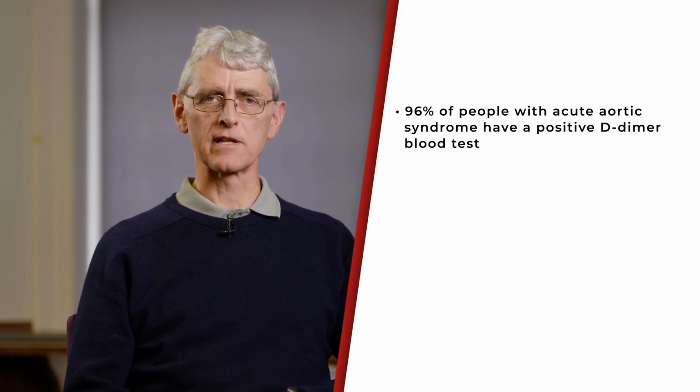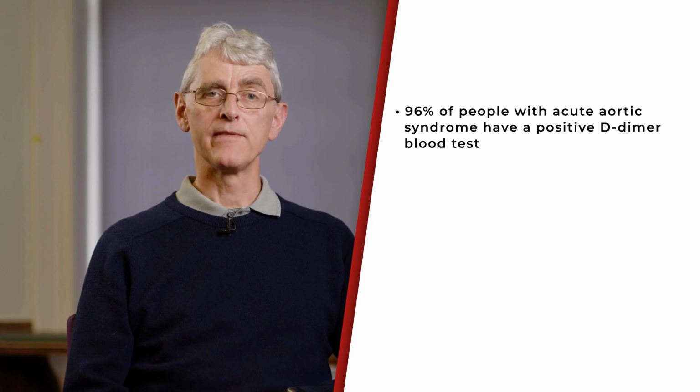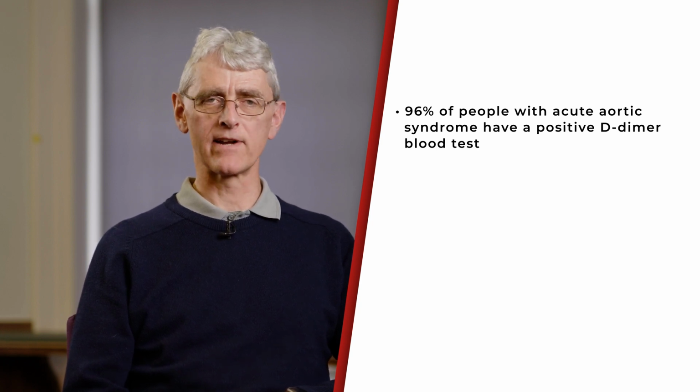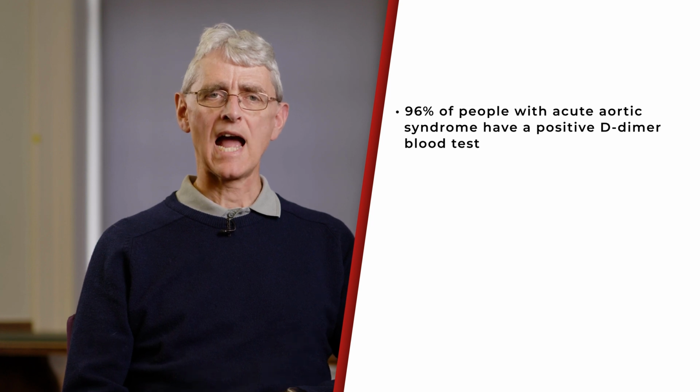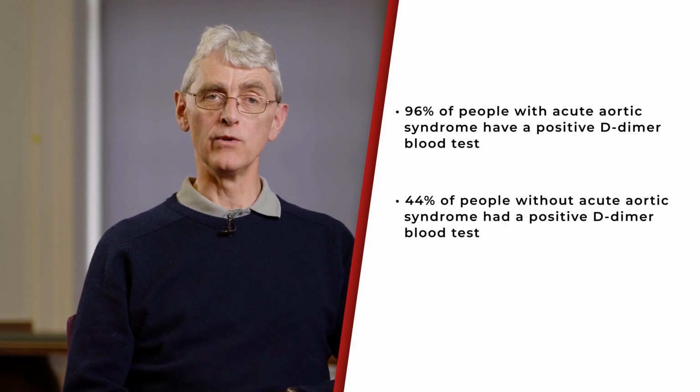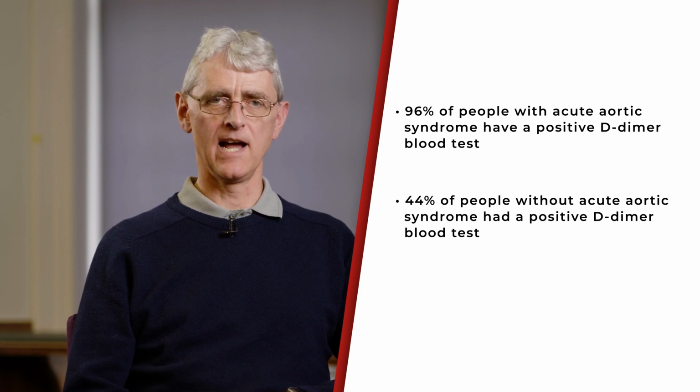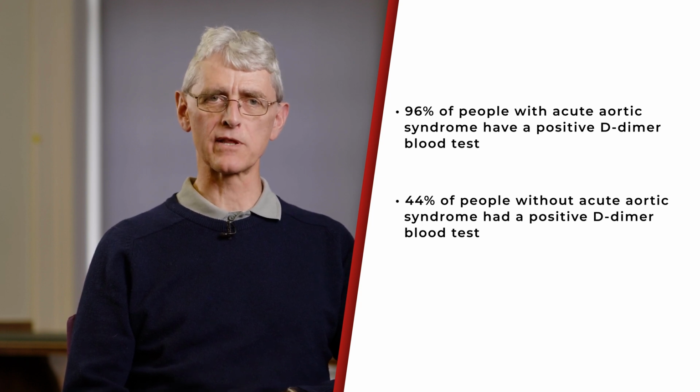D-dimer is a blood test that's currently used to assist diagnosis of people with blood clots. It could also be used to assist with the diagnosis of acute aortic syndrome. We identified 18 studies of D-dimer, and again, we combined them using meta-analysis. We found that 96% of people with acute aortic syndrome have a positive D-dimer test. This means that if your D-dimer test is negative, you're very unlikely to have an acute aortic syndrome. However, 44% of people who do not have acute aortic syndrome had a positive D-dimer. So again, this means if we decide to do a CT scan on everyone with a positive D-dimer, we're going to do a lot of unnecessary CT scans.